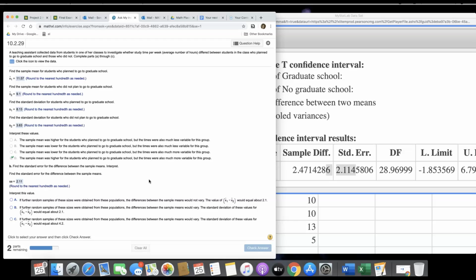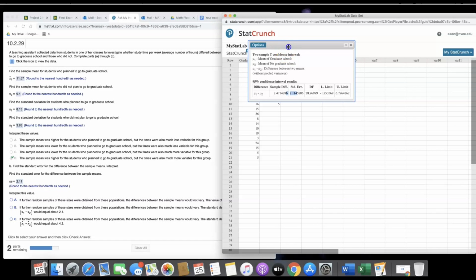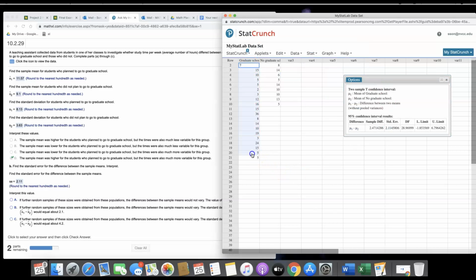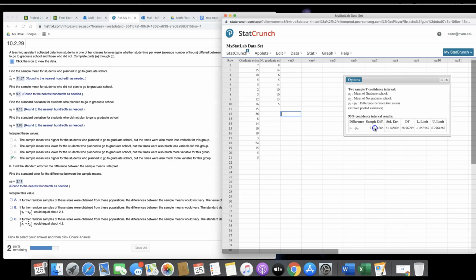The same size sample, what were the sample sizes? So sample sizes were, let me zoom out, 21 for graduate school and 10 for no graduate school. So if you keep on asking 21 students who plan on going to grad school and 10 students who don't plan on going to grad school, and if you keep on taking the same size sample, they're going to have differences, right? If you keep on doing that, they're going to have their own distribution. They're going to have a variation because it's not always going to come out to be 2.47.